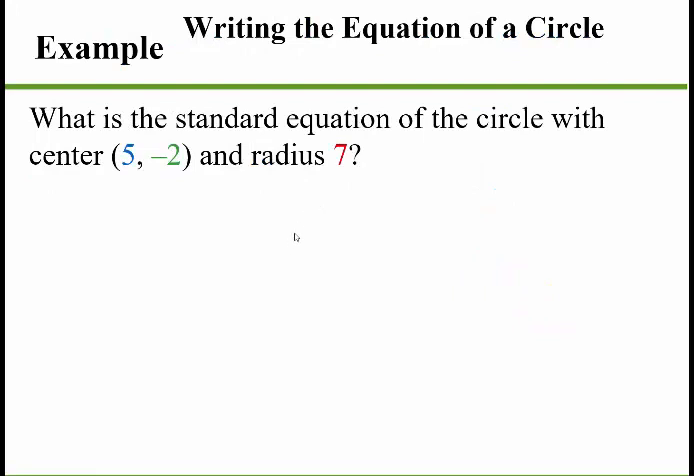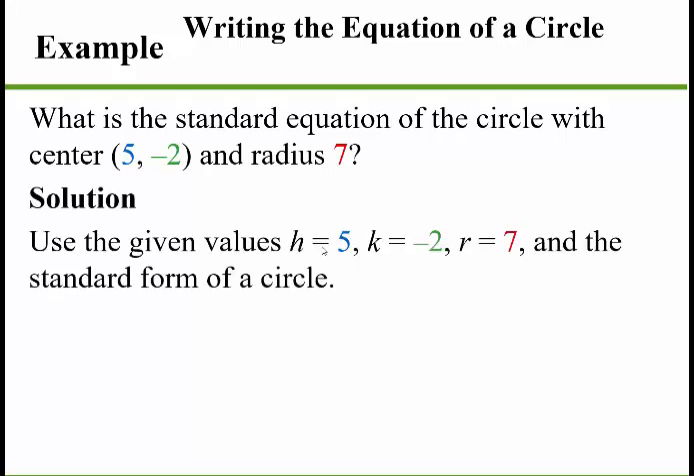All right, so what is the standard equation of a circle with center (5, -2) and radius 7? Well, this looks like my h, this is my k, this is my r. So simply just plug them in. So use the given values: h is equal to 5, k is equal to -2, r is equal to 7, and the standard form of a circle.